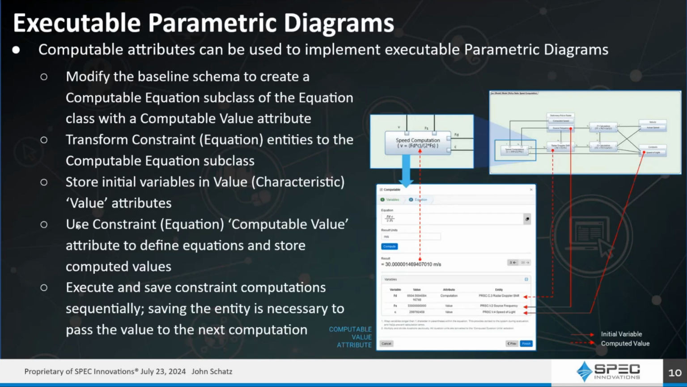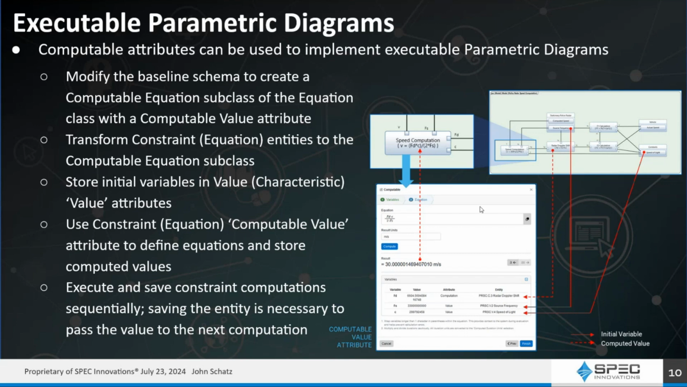So how do we make that parametric diagram executable? Well, we need to somehow use those computable attributes to do that. The way to do that is first we create that computable equation subclass like we did, where we add a computable value attribute to the equation class. Then we're going to take each of those equations, in this case there's four, one, two, three, four, and transform those to the computable equation subclass. During the demo, I'll show you how to do that. What that'll do is add that computable field onto those.